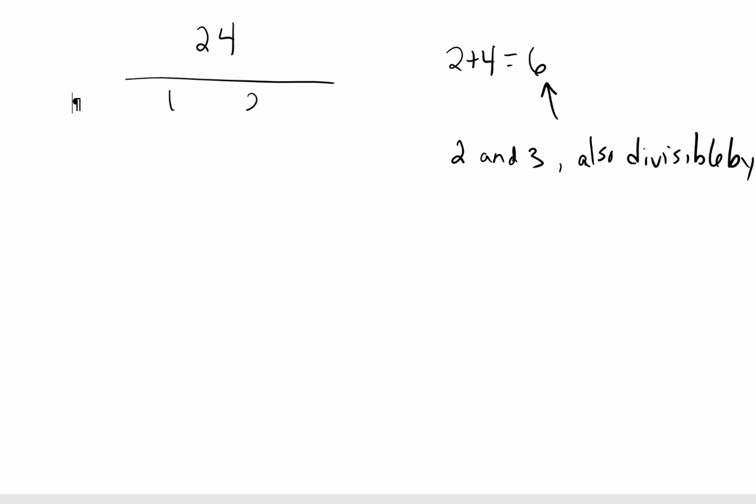So 1 times 24 gives me 24. 24 is even, so 2 goes into it, 2 times 12. We know that 3 goes into it because 2 plus 4 is 6, and since 6 is divisible by 3, 24 will be divisible by 3, and of course it is because 3 times 8 gives us 24. 4 is also a factor, and I could tell that because 2 goes into it 2 times 12, and since 12 is divisible by 4, I know 4 will also be a factor. So 4 times 6 gives me 24.